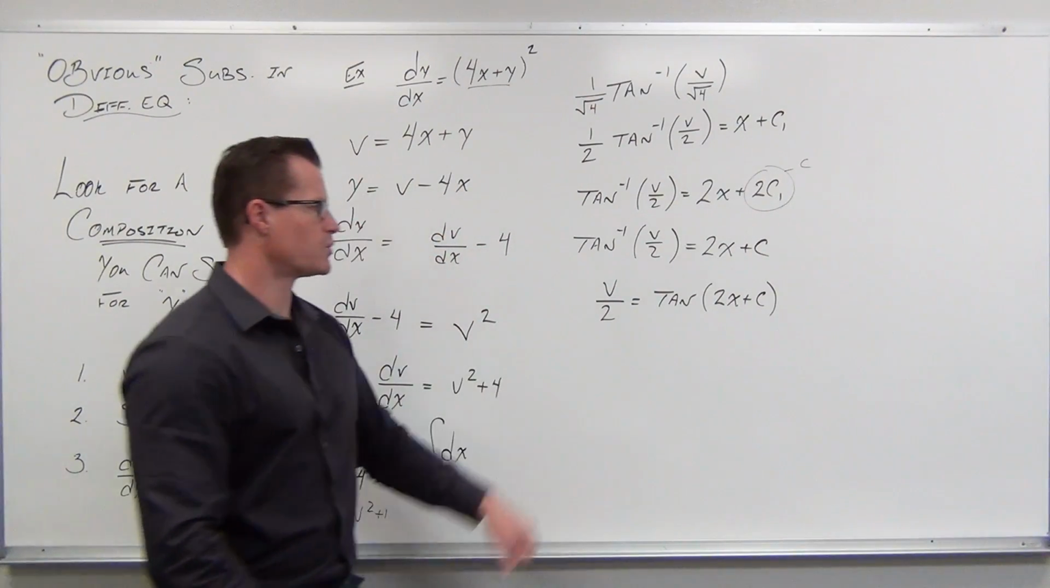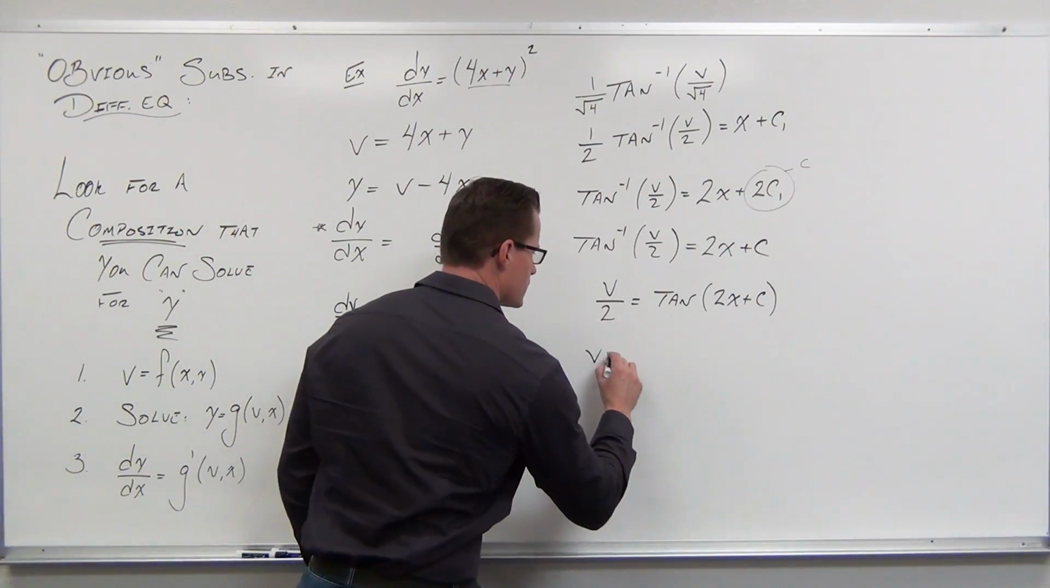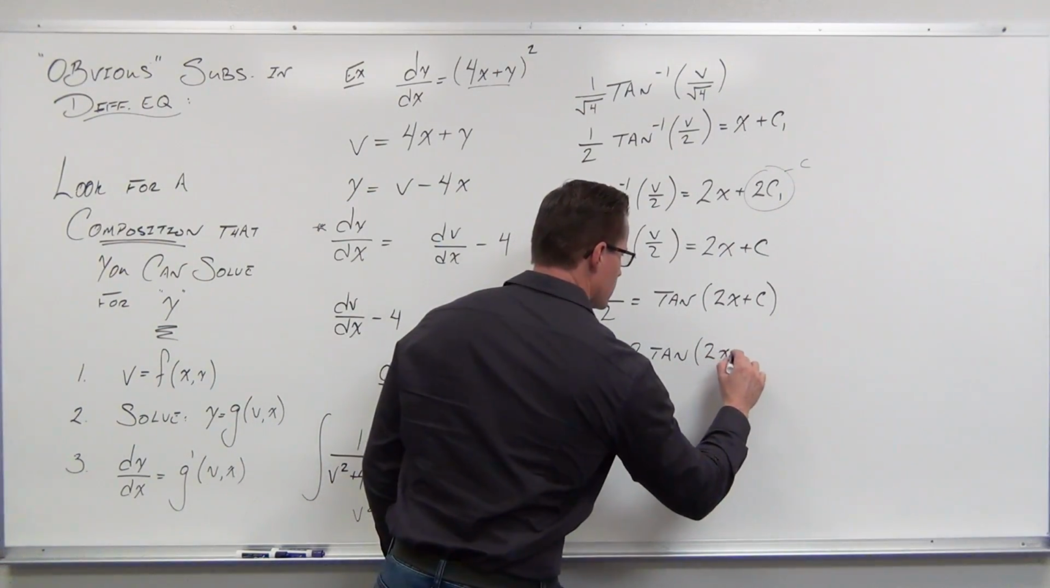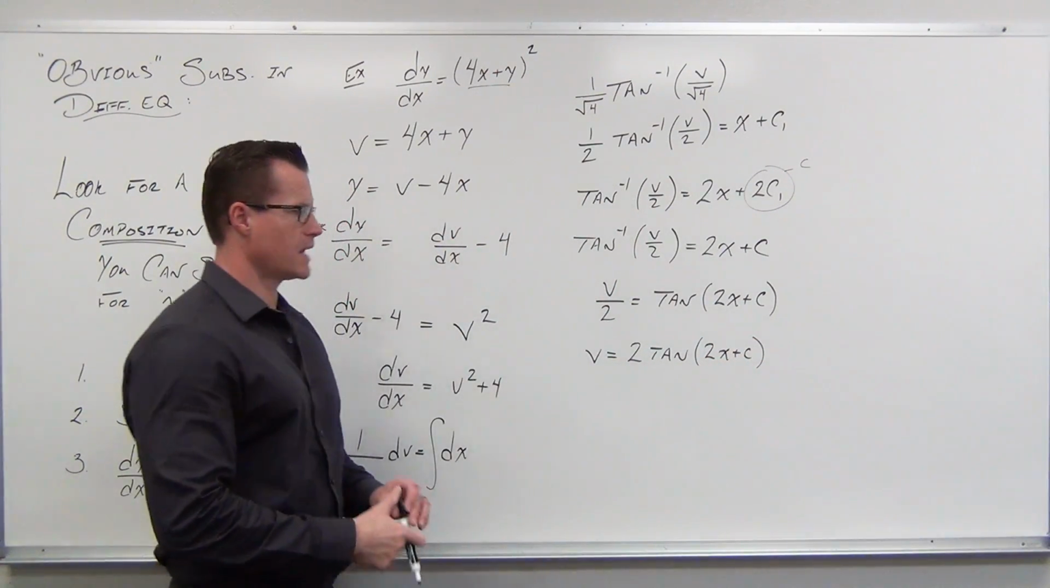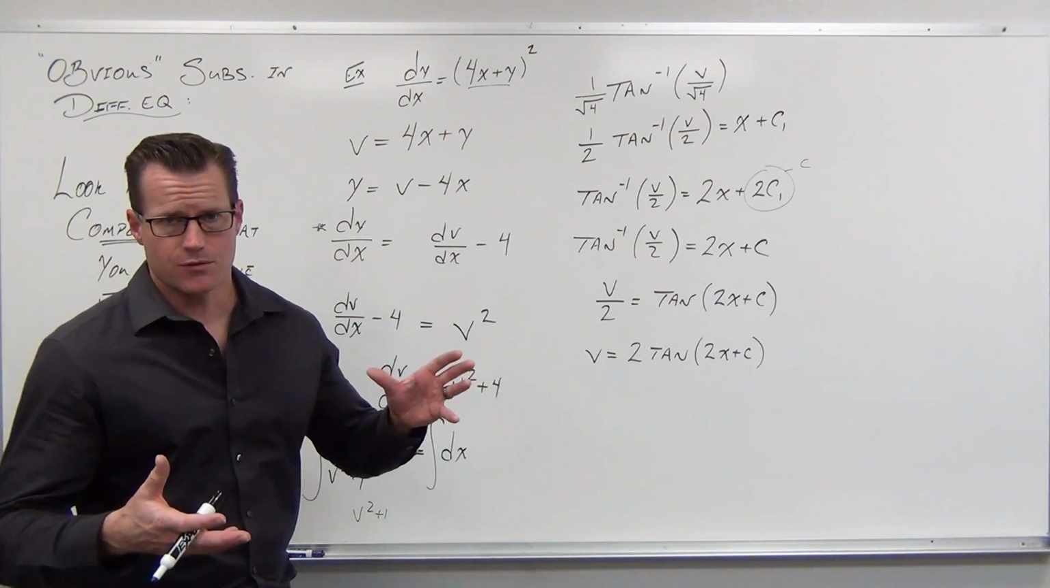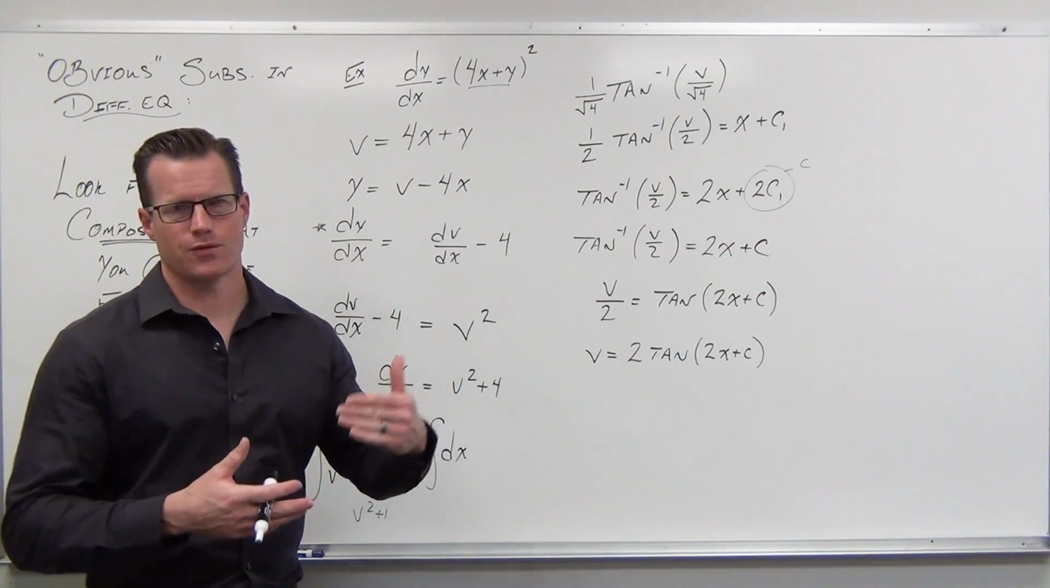You know what? I can even multiply by 2. So v equals 2 tangent 2x plus c. But now, obviously we've solved for v. Well, we've got to solve for y.